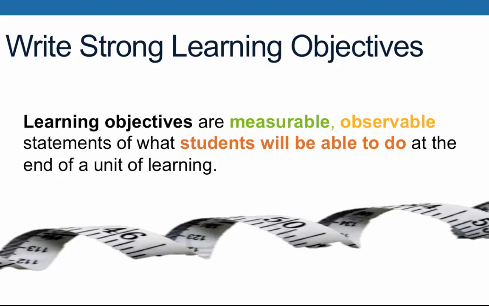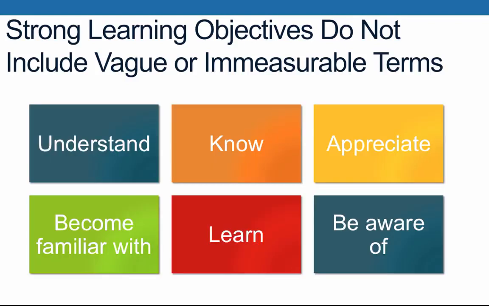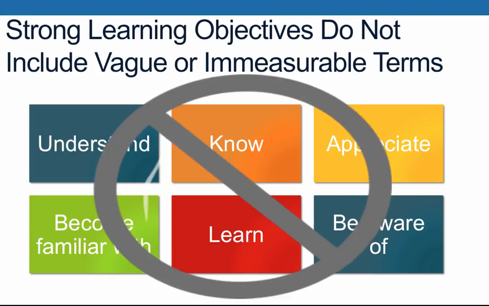So, with this in mind, it is important to emphasize that strong learning objectives do not include vague or immeasurable terms. Terms like understand, know, appreciate, become familiar with, learn, and be aware of are much too vague and almost impossible to assess. Use the Bloom's wheel provided to you to help you select strong action verbs that will describe exactly what the learner will do. This will help to ensure that you are writing specific, measurable, and observable objectives that will provide a solid foundation for your course design.